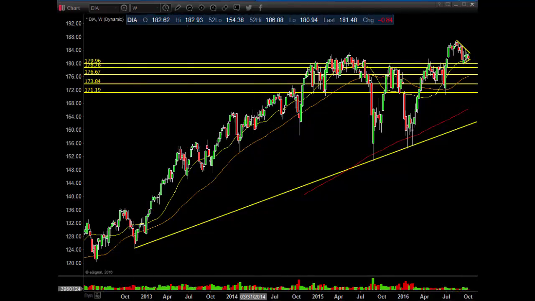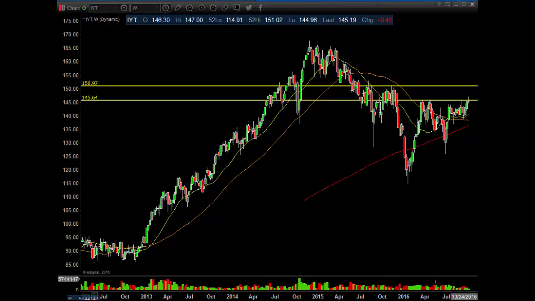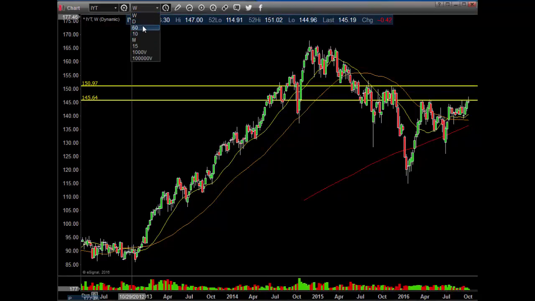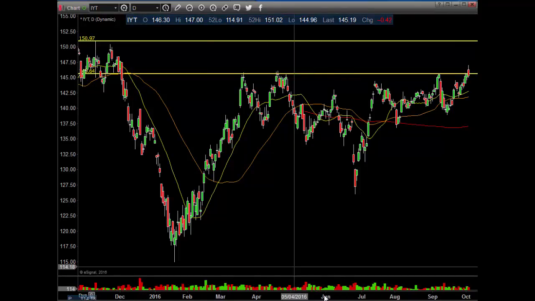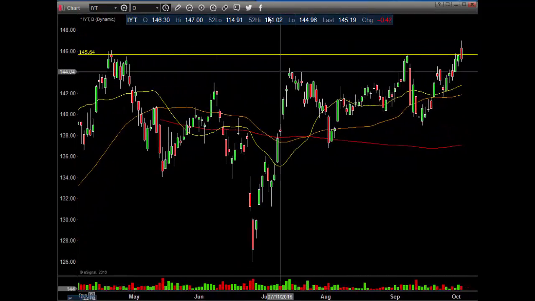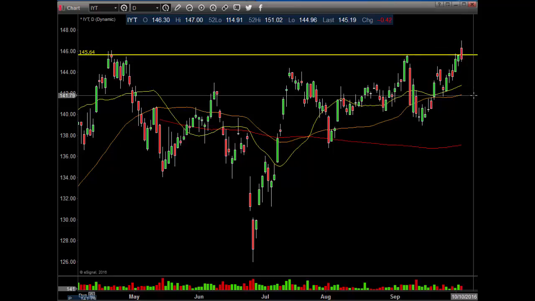Let's go into the IYT. The IYT, same thing. We've talked about, let's see, let's go to the daily first. So we talked about the 145.64 area. You got a big pivot line, and it got above here. I think it got a bunch of longs on here. Now they reversed it and slapped it in their face. So now we got to get back above that line, and then we can confirm again if this could be the reversal that sends this thing down.